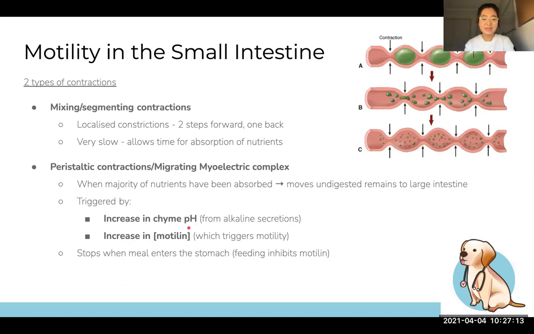Motilin is basically something that is inhibited when a meal fills the stomach. So by the time all that food has emptied out of the stomach and gone into the small intestine, you would have had an increase in the concentration of motilin, and hence that would trigger the migrating myoelectric complex. So very buzzwordy. Make sure you do know mixing, segmenting contractions, and migrating myoelectric complex. These belong to the small intestine.